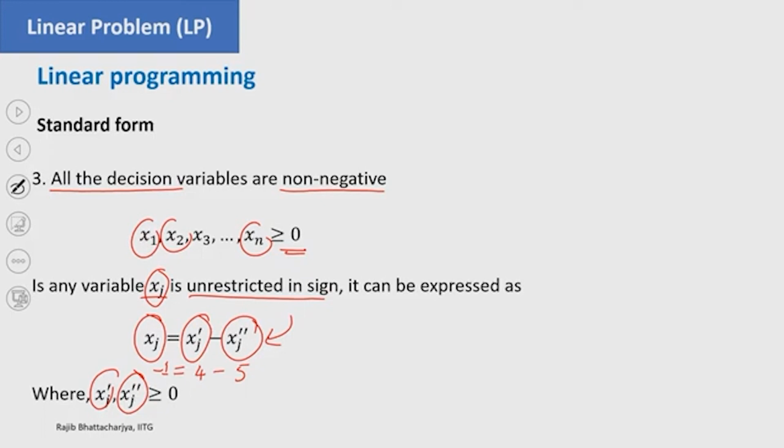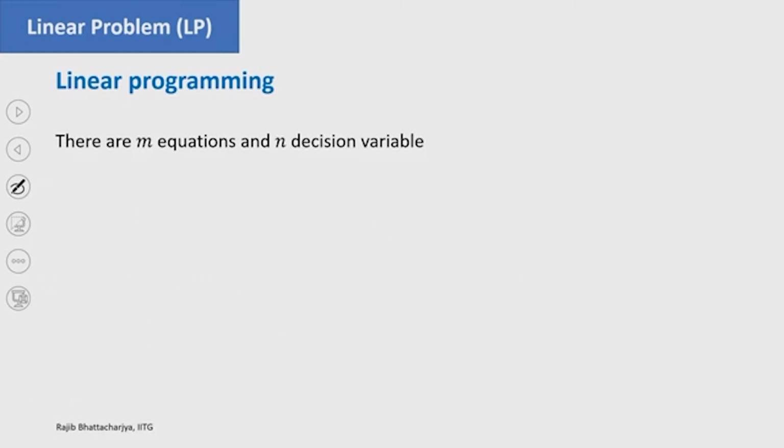So, by using these three rules, we can convert a linear problem to its standard form. If the linear problem is not in standard form, we can convert it to standard form. Now let us take a set of linear equations. Suppose there are m equations and n decision variables. So we have a total of n decision variables and a total of m equations.